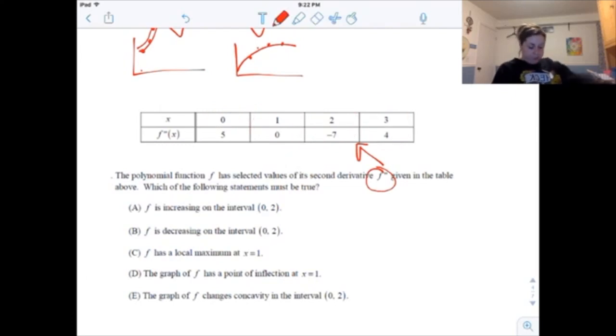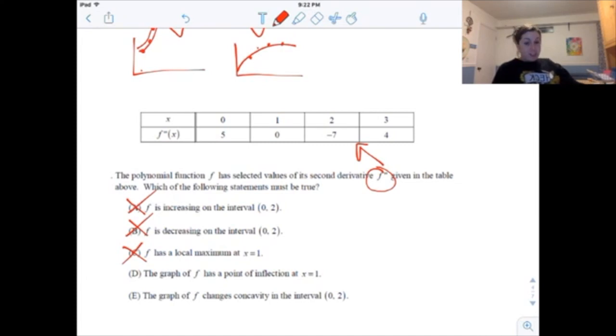So let's think about what we know. Do we know that it's increasing on 0 to 2? I have no idea. No clue what the first derivative is doing, so I can't tell this. Likewise, for the second derivative, I have no idea. There's not enough information given. Or for B. For C, it has a local max at 1. I really don't know. I know that this happens to be concave up, and that happens to be concave down. I know that the second derivative is 0, which means I can't tell whether it's a max or a min. I don't even know if it's a critical value. So again, not enough information there.